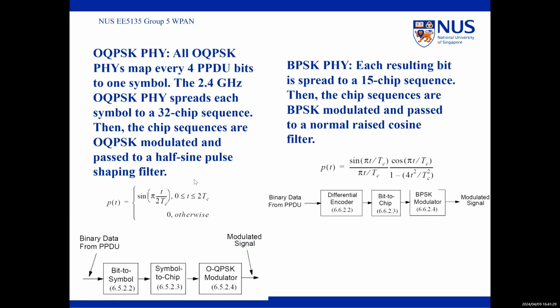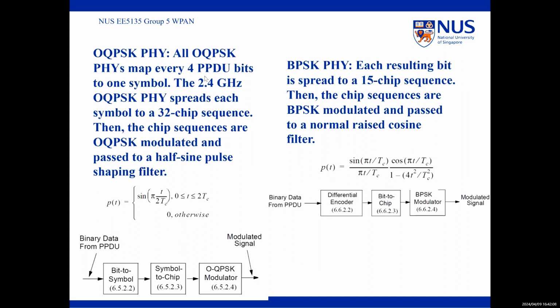This is how the modulation works. For the OQPSK, it maps every 4 PPDU bits into one symbol. In the 2.4 GHz, the OQPSK spreads every symbol to a 32 chip sequence. Then the chip sequences are OQPSK modulated and passed to a half sine pulse shape filter. This is how it works.